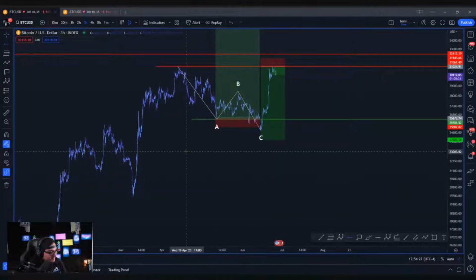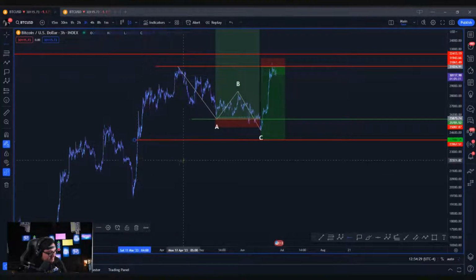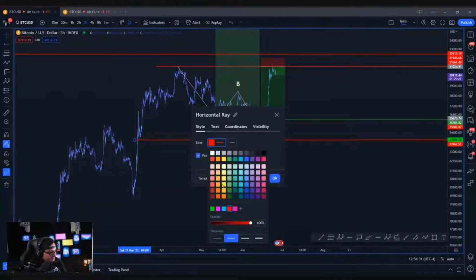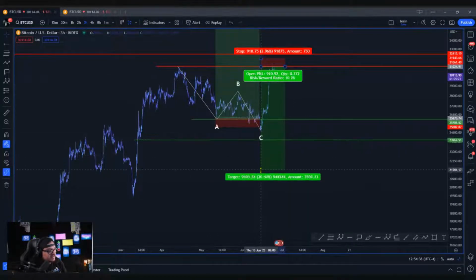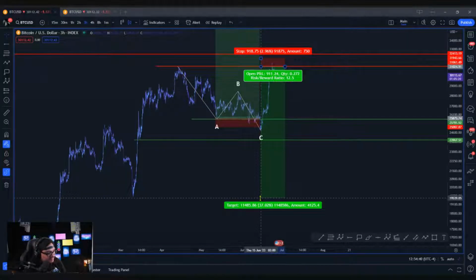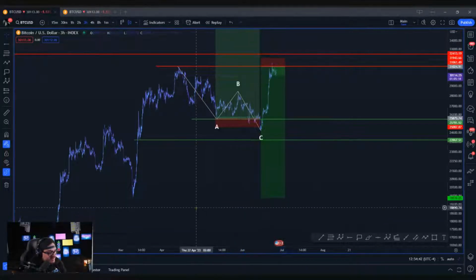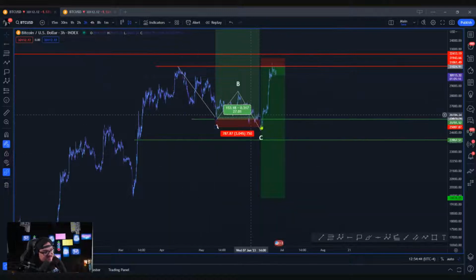And from there, maybe you can make an argument for this support here, which I'm not really the biggest fan of, which is going to be around 23,967. But ultimately, I am looking for a larger swing to the downside to hopefully test 19.5. But we have to take it level by level.